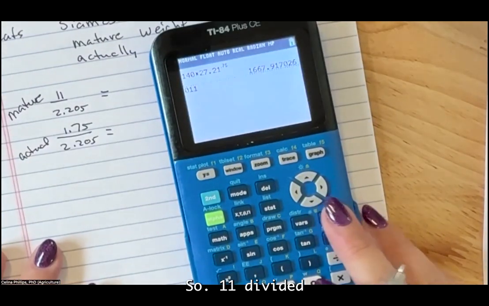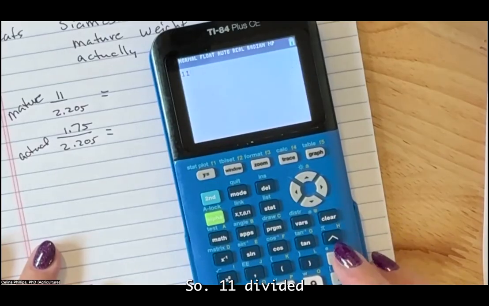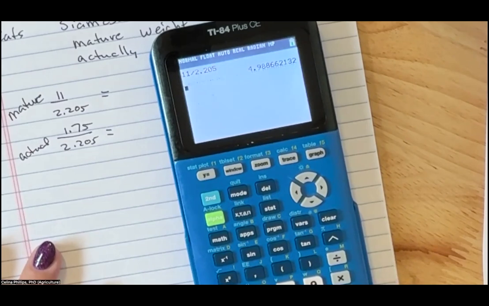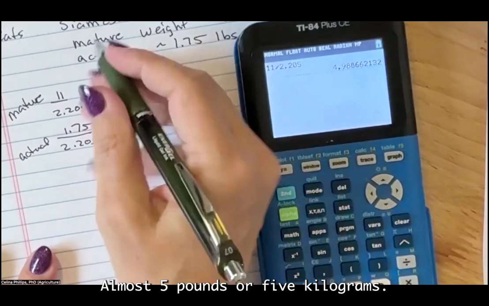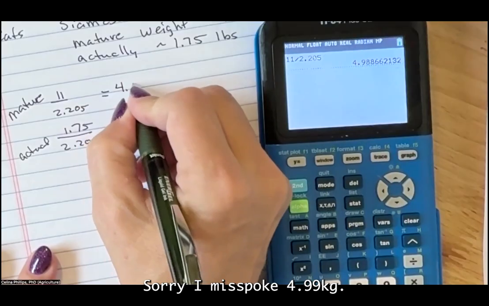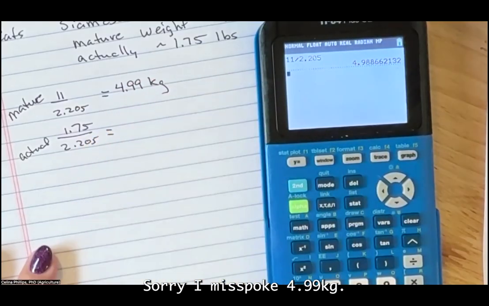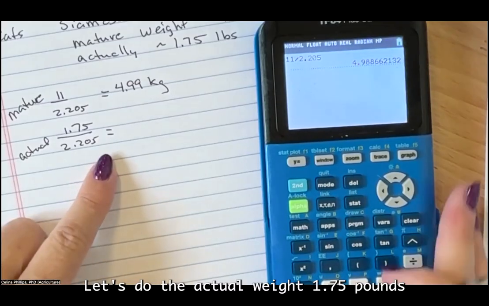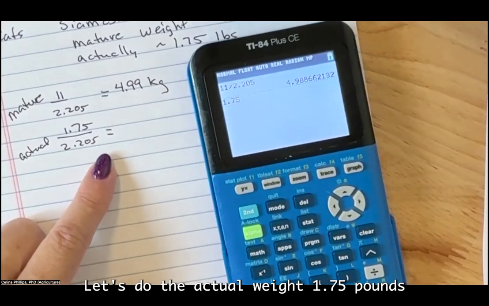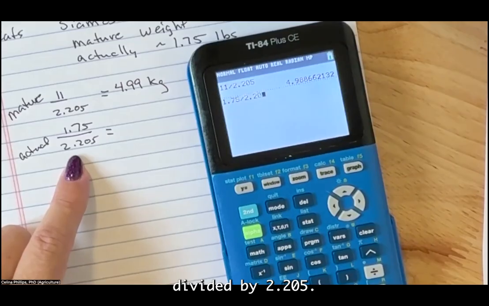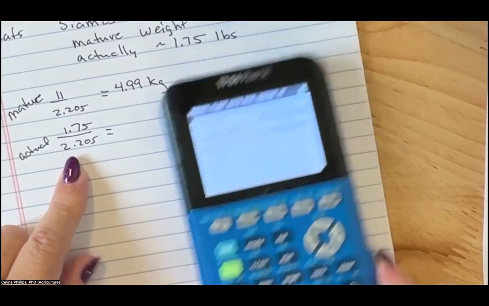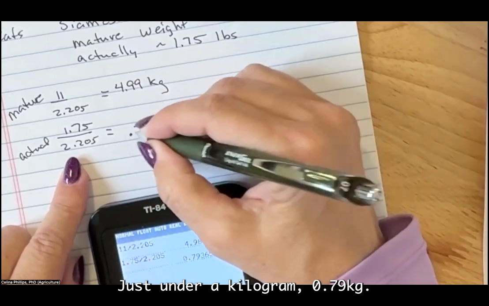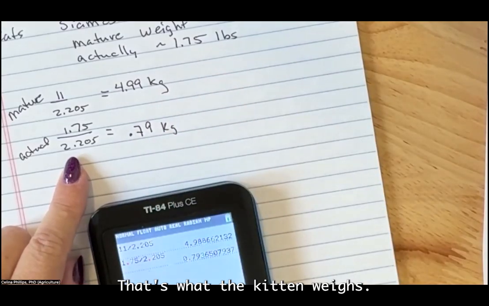So 11 divided by 2.205, almost 5 pounds, or 5 kilograms. Sorry, I misspoke. 4.99 kilograms. That's what a mature Siamese cat averages. Let's do the actual weight, 1.75 pounds divided by 2.205. Just under a kilogram, 0.79 kilograms. That's what the kitten weighs.